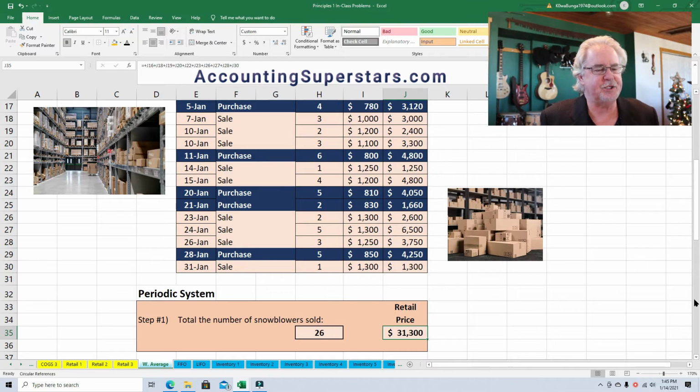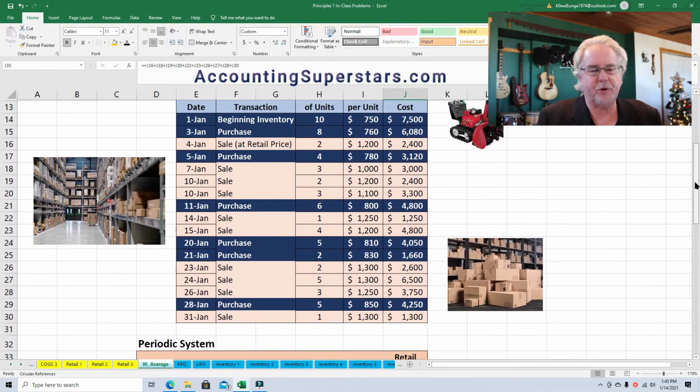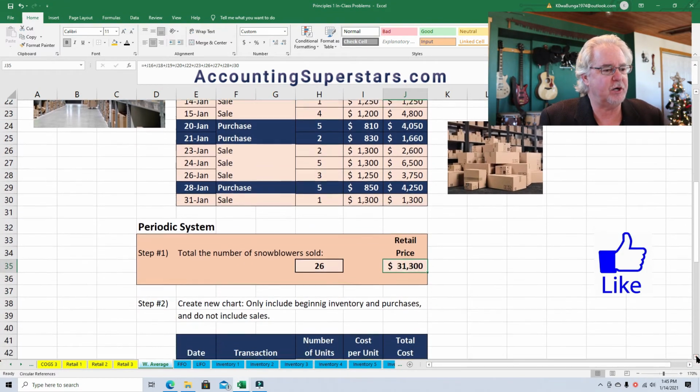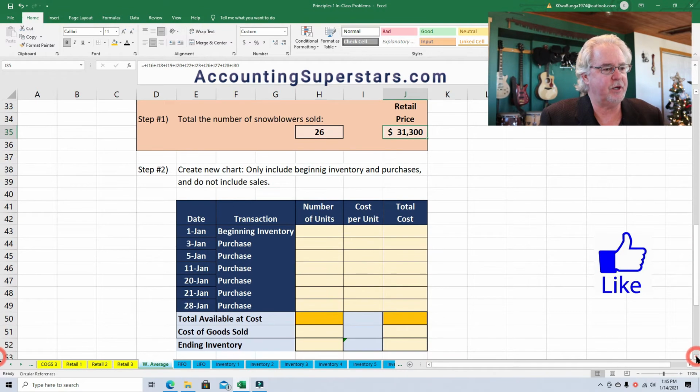Our next job is to figure out the ending inventory and cost of goods sold. There are different ways to do it, and today we're using the weighted average method. It's really, really easy. We're going to take the information from this upper chart and simplify it. All we're going to do is take the items highlighted in dark blue and white print and transfer them down to another chart. We're going to leave behind all of the sales numbers. So here's what the simplified chart looks like.